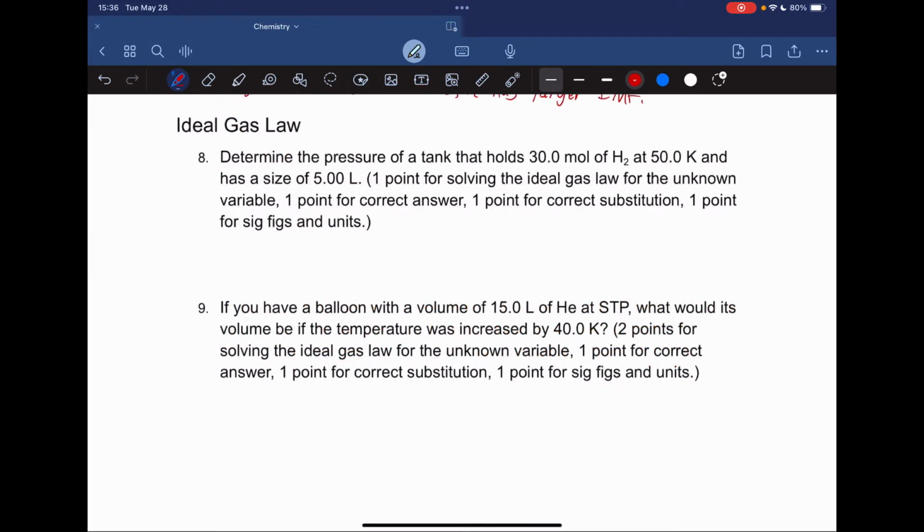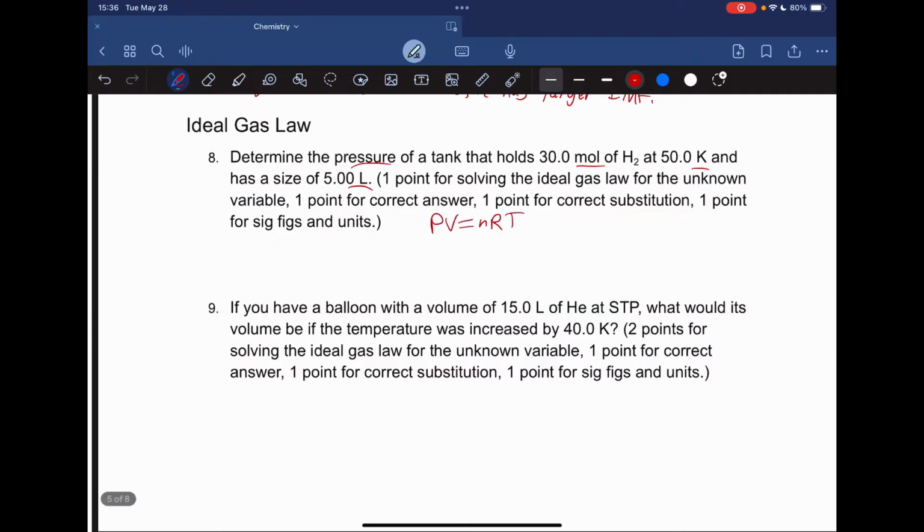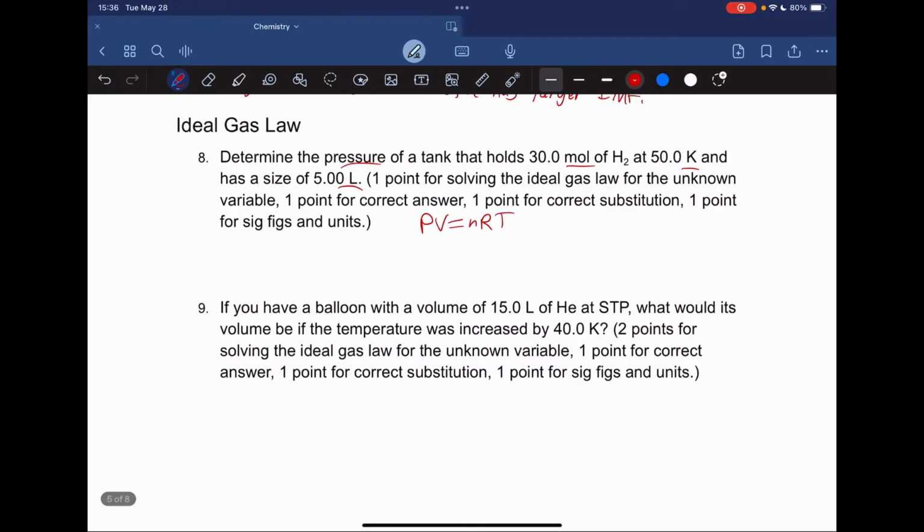Problem 8 is an ideal gas law problem. We're given moles, temperature, and liters, and asked to find the pressure. So we're going to start with PV equals nRT, our ideal gas law equation. And we're going to recognize that we are looking for pressure. We're given volume. We're given the amount of moles. We're always given R because it's a constant, never changes. And finally, we're given our temperature. So we're just going to solve the equation for pressure. So pressure equals number of moles times the R, ideal gas law constant, times temperature divided by volume.